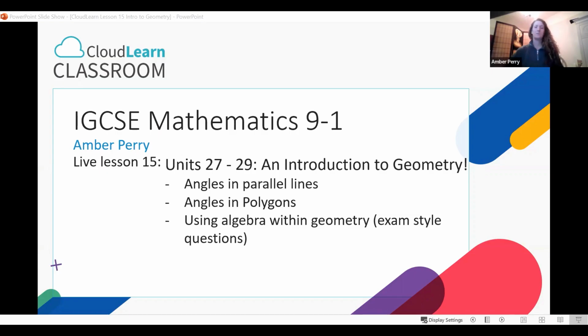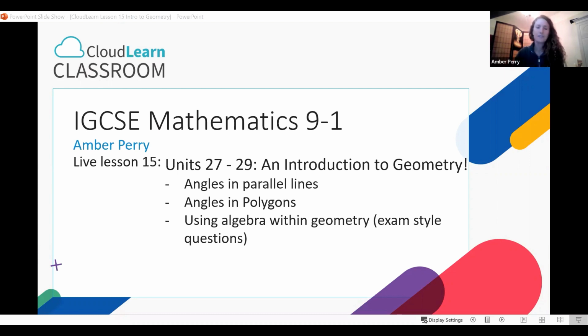Okay, so we are going to do an introduction to geometry today. We're going to start by looking at angles. There's two types of angles that I want to work with you on today. Very important both for foundation and higher, actually. Angles in parallel lines and angles in polygons. Okay, so these pop up in exams all the time in lots of different formats.